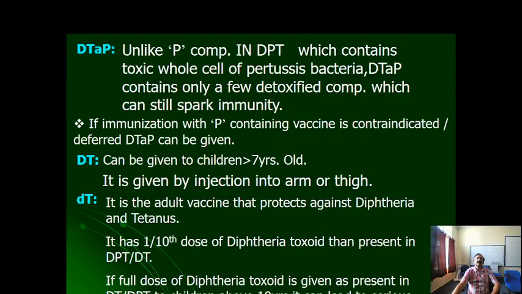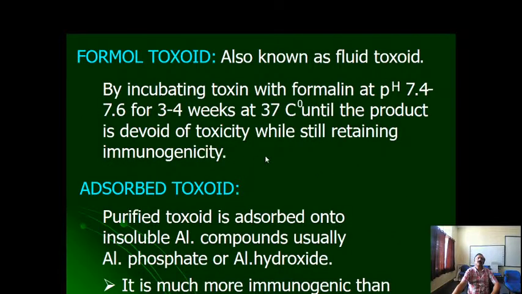If you don't want to give the P element, then you have acellular pertussis which can possibly be given. DT is given to children who are greater than 7 years old, and then capital D, small d is now replacing TT everywhere. It can be given because it's with a small d, a smaller dose of diphtheria. And formol toxoid: by incubating the toxin with formalin, you get a formol toxoid, which retains the immunogenicity. And the absorbed toxoid, as I said, we generally absorb it with aluminium.